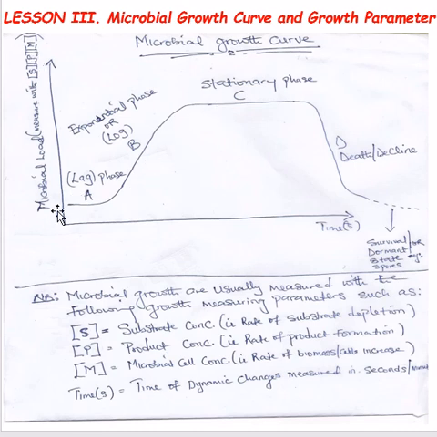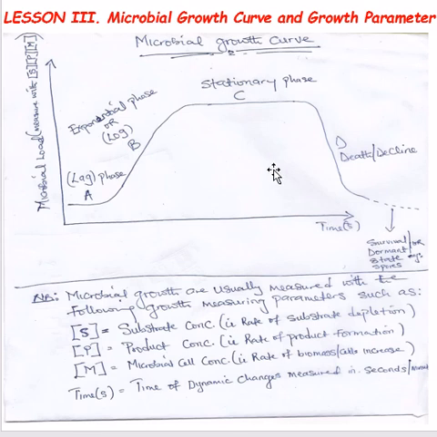If you look at this graph, in the vertical axis you will see microbial load. That is the measuring parameter. You can measure with the substrate concentration, with the product concentration, or with the microbial biomass, which is represented as M. These are the three parameters you can use to measure microbial growth in any microbial system, while you measure it over time, and the time is usually in minutes or seconds.